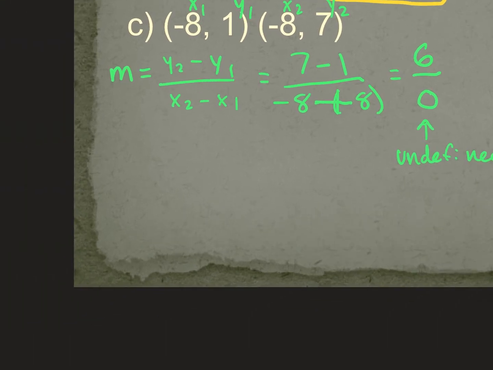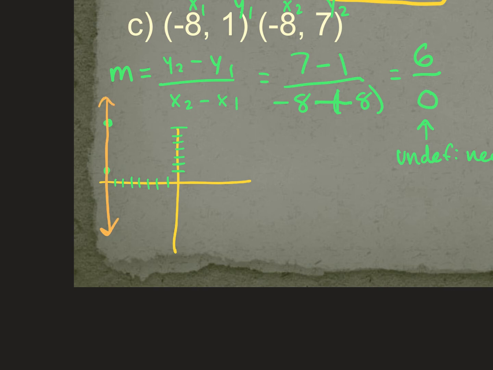So if I were to graph this, I would have a point at negative 8, 1, and negative 8, 7. My line would go right through the middle. So what would my equation of the line be? Awesome. X equals negative 8. So just because my slope is undefined doesn't mean I don't have an equation of the line. Slope is undefined, so we know that the line is going to go straight up and down. It goes through the x-axis at negative 8, so that's why our equation is x is equal to negative 8.